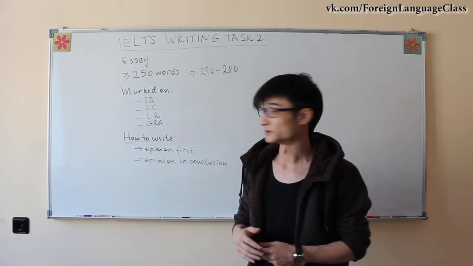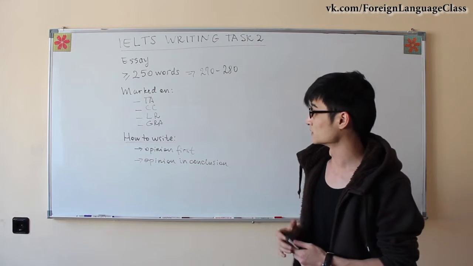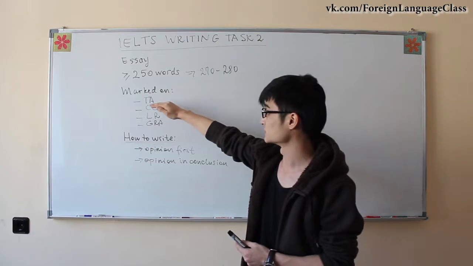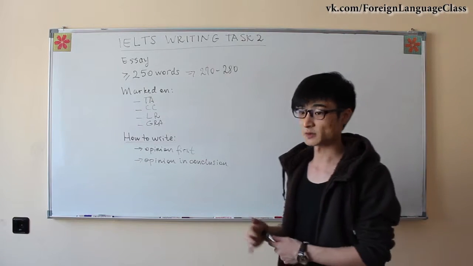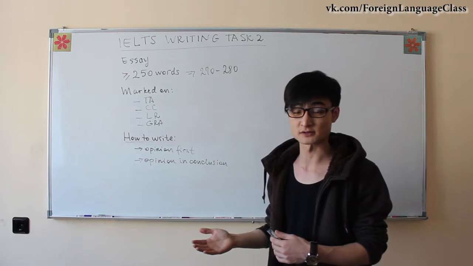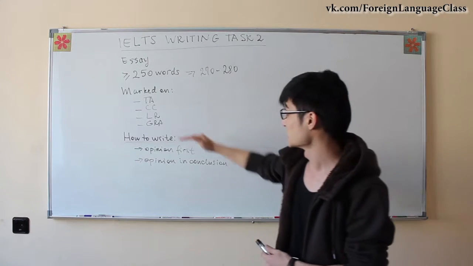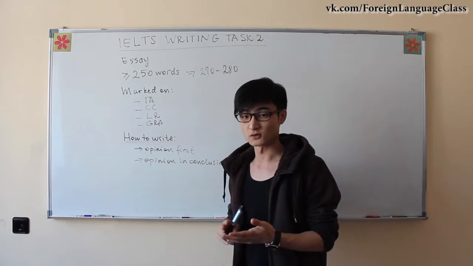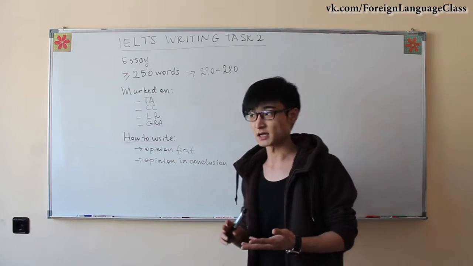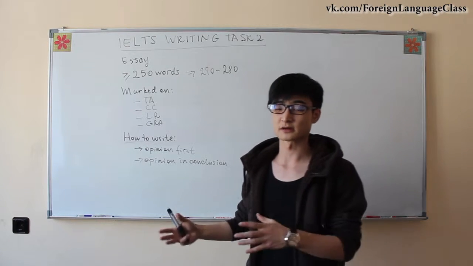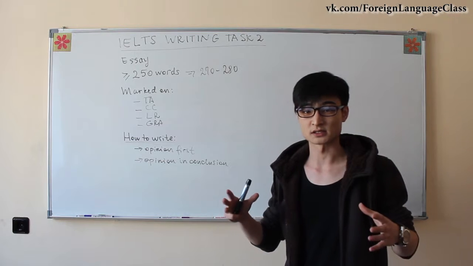Essay is marked on four aspects. The first is task achievement. The examiner checks if you have fulfilled the task, so if you have answered the question which was in the task. The second is coherence and cohesion, means if your essay is logical and if your sentences are linked to each other, if your writing is integral.